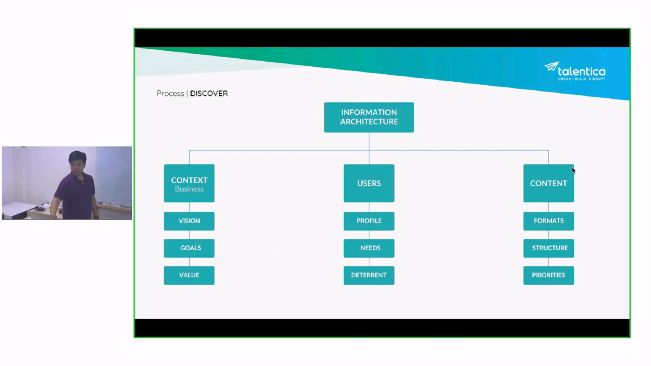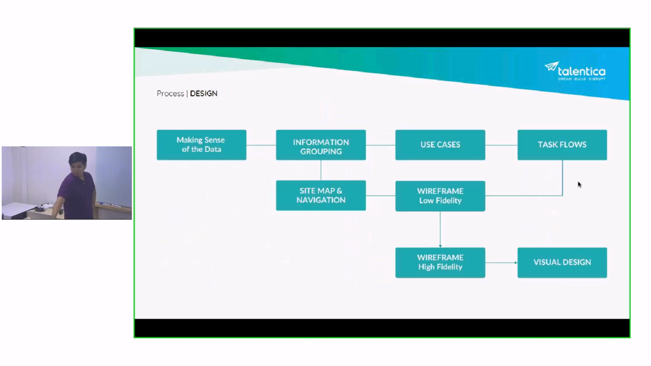Now the content is mostly backend stuff, but again we need to consider this also, because which comes where, again, it's also going to depend. So once we make sense of the data, once we have all the data of the user needs, the business needs, the context, once we have the information architecture, we start grouping the information based on what makes sense and what doesn't make sense.